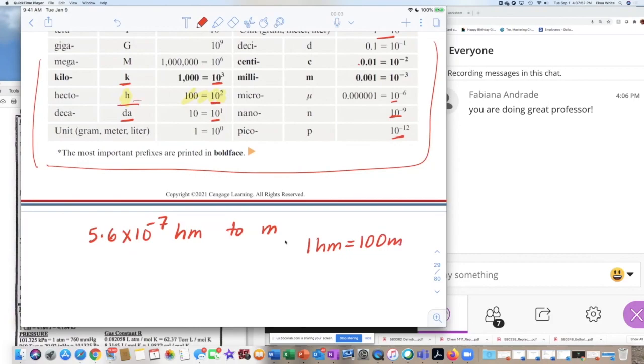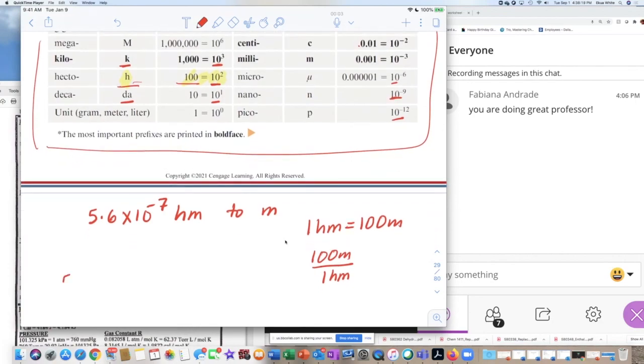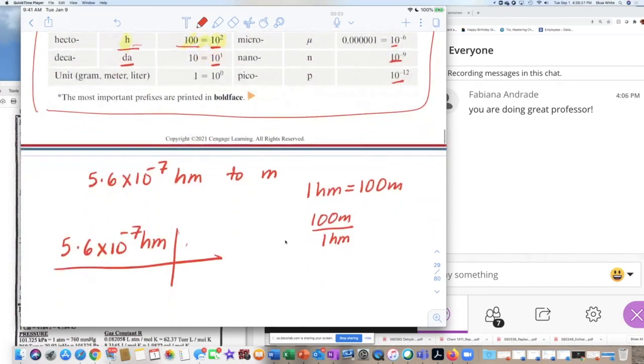Okay, so from here I did the fraction: 100 meters over 1 hectometer. Oh, okay, I see what you're saying. So you already have them in this form, 100 meters over 1 hectometer, like that. So then left would be 5.6 times 10 power negative 7 hectometer, and I'm assuming you're saying this, right? 100 meters and then 1 hectometer. Okay. Then what do I do here?